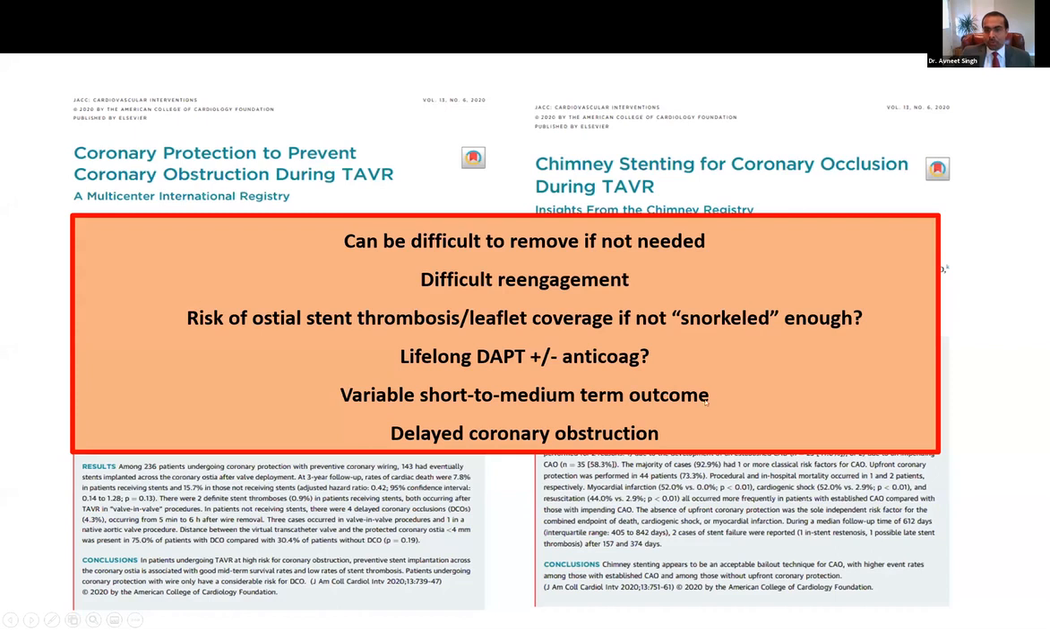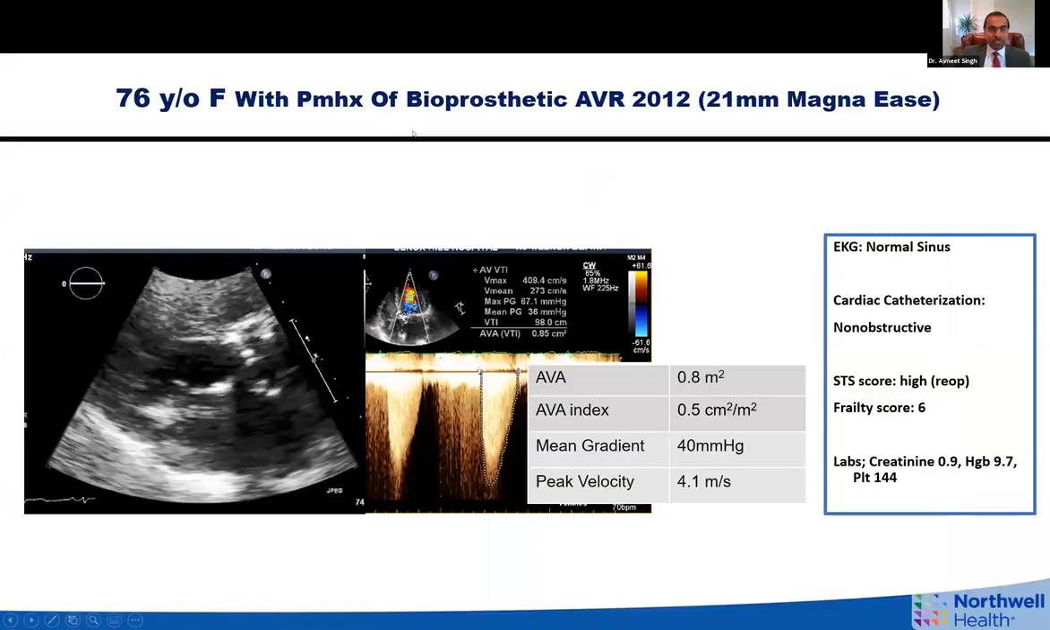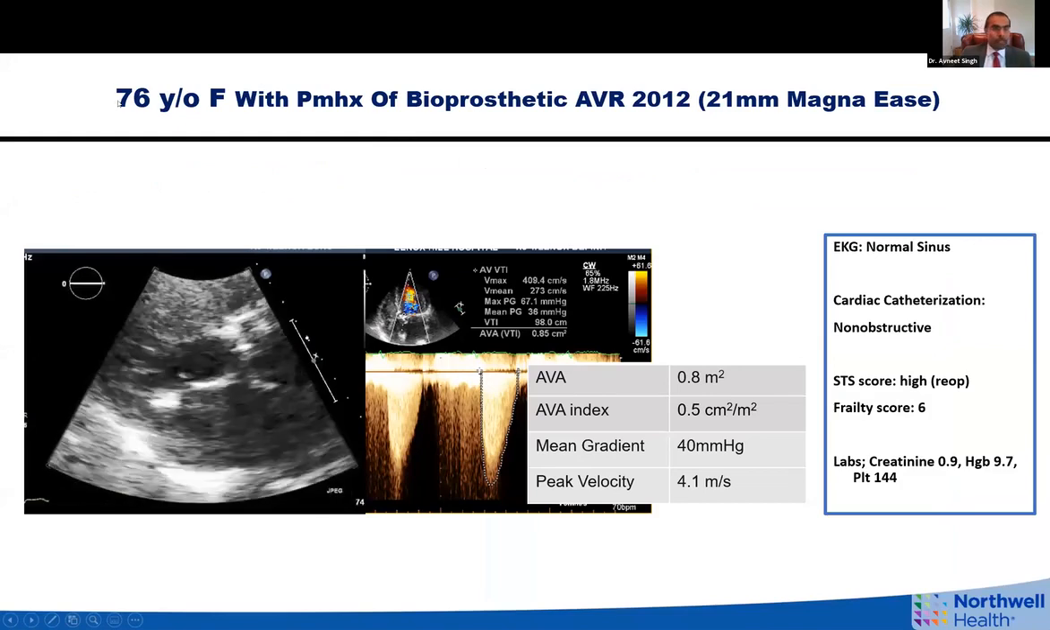And the outcomes, we don't know about the long-term outcomes, if they're going to be durable and consistent for all patients. And there's always a risk that there's a delayed coronary obstruction that may develop because the stent deformation may lead to high risk of restenosis. So we have to come up with an alternative strategy. So that's what we'll discuss with the next case.